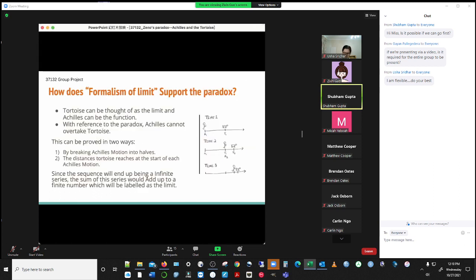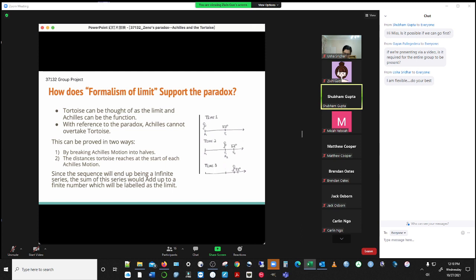How does the formalism of limits support the paradox? According to Zeno's paradox of motion, the tortoise can be thought of as the limit in this paradox, whereas Achilles can be taken as a function or the path that is trying to approach it. In reference to this paradox, it is impossible for Achilles to overtake the tortoise. This can be proved by an infinite series of distances, which can be divided in 2 ways with the same result, either dividing the distances into halves or dividing the distances by the tortoise reaching the start of each of Achilles' runs. Both sequences follow an infinite series.